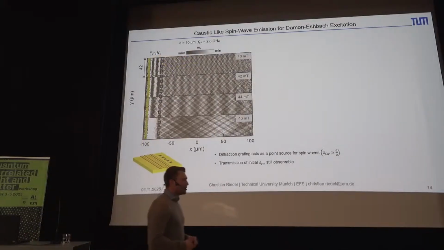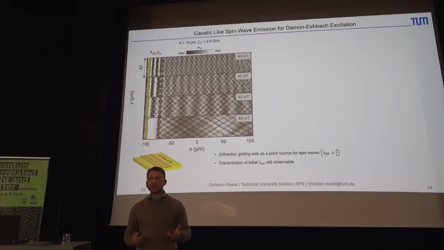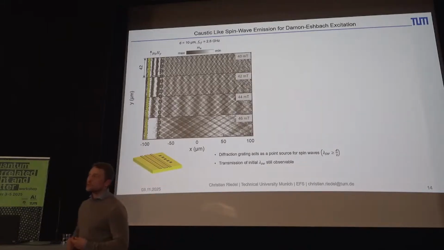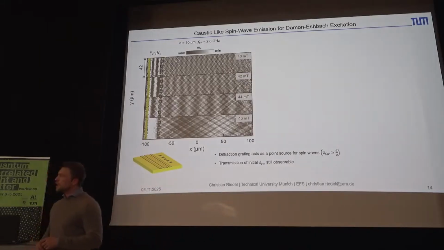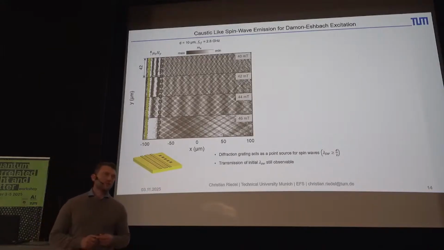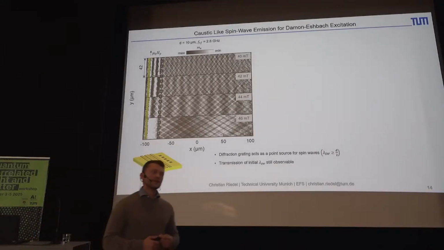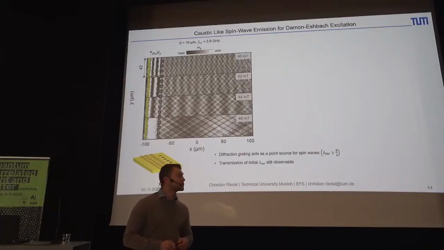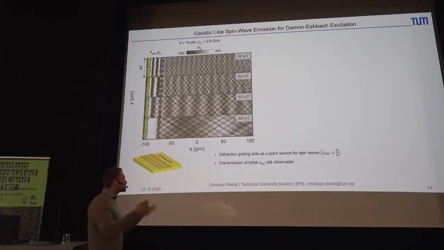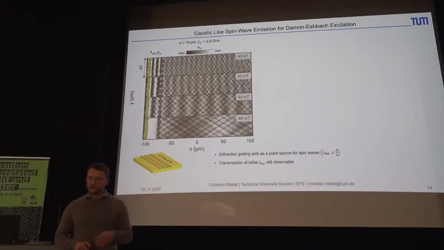So if you now want to investigate the whole in-plane dispersion relation for backward volume and for Damon-Eshbach at the very same time, we should excite all the k vectors possible. With this, you ideally would like to use a point-like spin wave source, and for this, and also for other reasons, we made a sample with a diffraction grating inside, meaning that we had our 200 nanometer YIG film. We etched holes through the whole 200 nanometer YIG film.